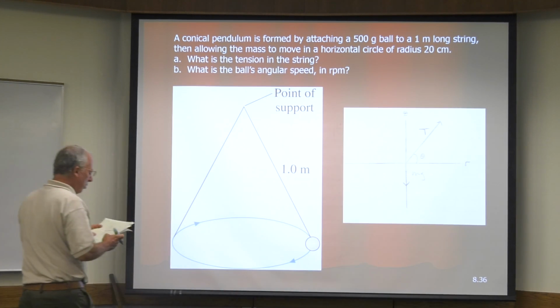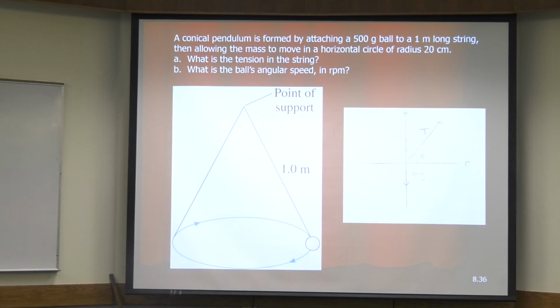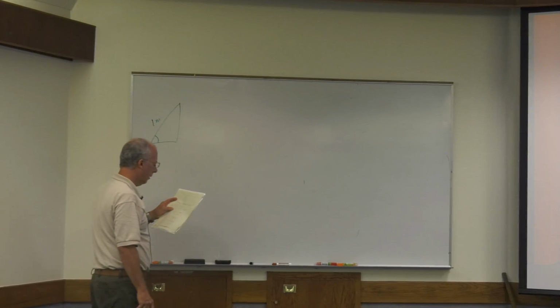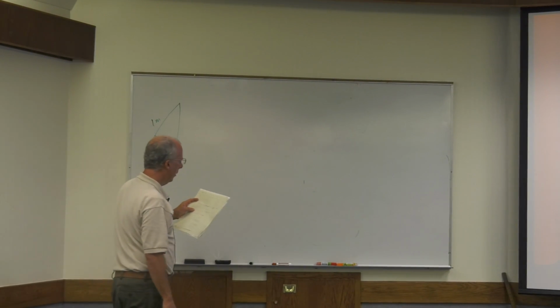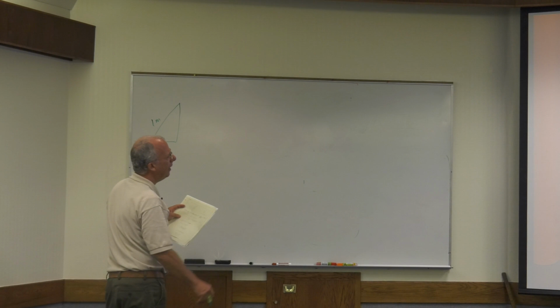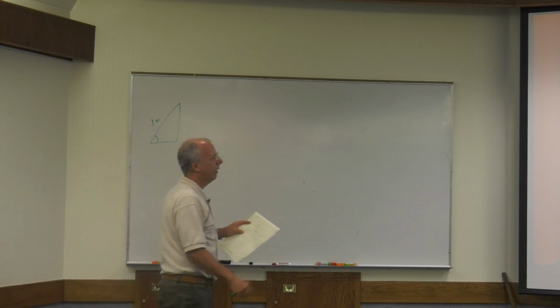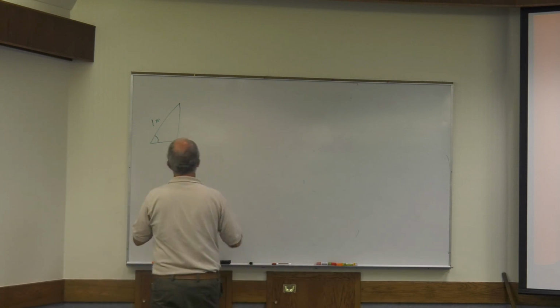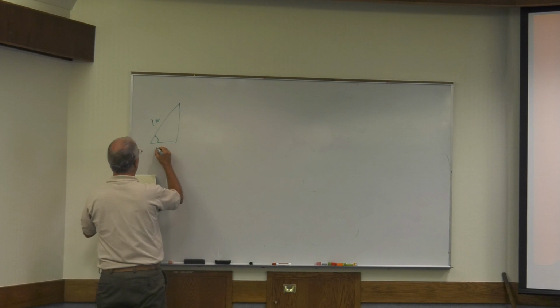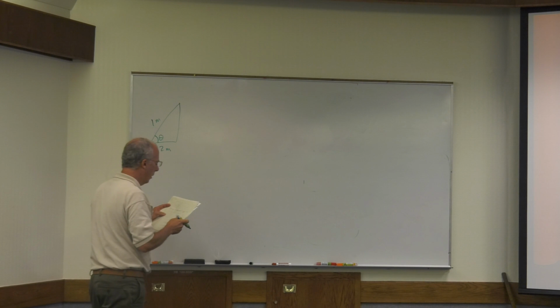So why don't we just get that over with. Here's the triangle, a pretty sad looking triangle, huh? This is 1 meter. And what is this angle? Oh, that's what we're trying to find out. We don't even know that. Oh, I guess it gives us the radius. I'm sorry, it helps if you read the problem. So this is 20 centimeters, right? So 0.2 meters. But we're going to have to figure out what the angle is. You'll see in a minute.